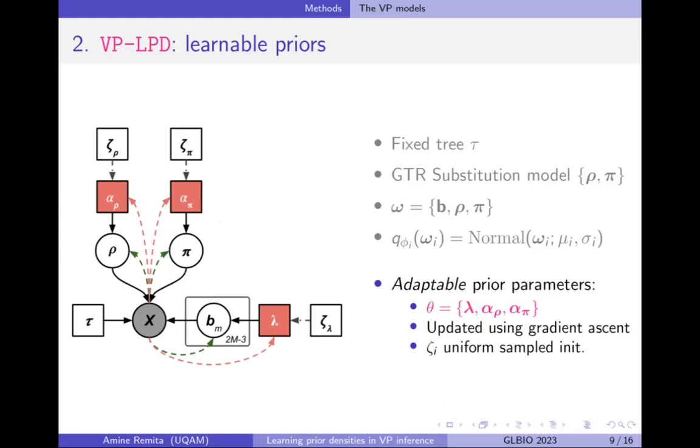A simple way to relax the rigidity of the prior densities is to define adaptable parameters of the prior densities. These new parameters will be updated jointly with the variational parameters using stochastic gradient ascent during the inference. Starting the optimization, each new prior parameter is initialized using uniformly sampled values. I will call this model the VPLPD model.